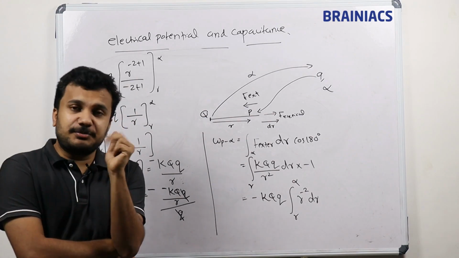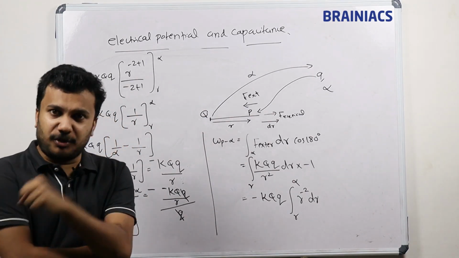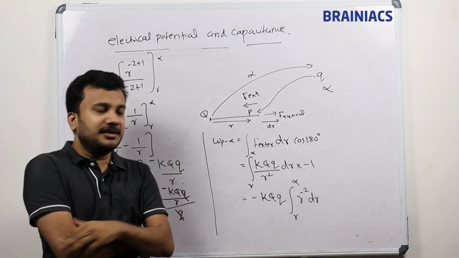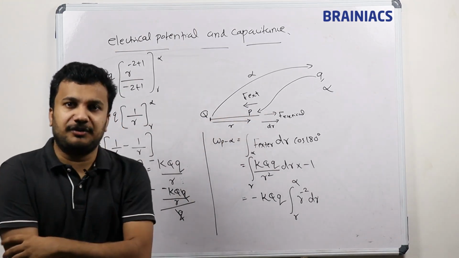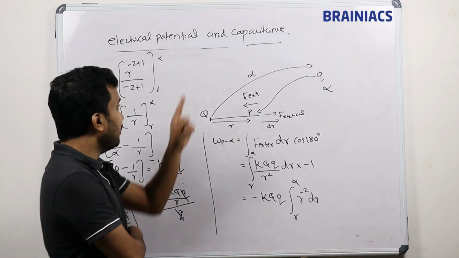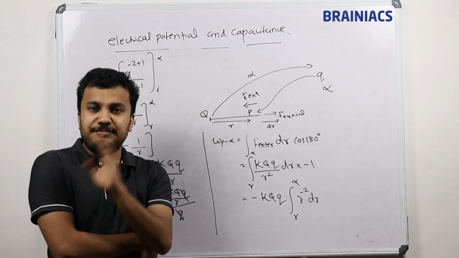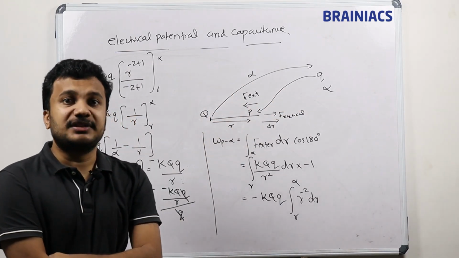Electrical potential difference means between 2 points. Electrical potential is for 1 point. So in order to define electrical potential at the point P, we have a reference point. Where is that reference point? That reference point is at infinity. So electrical potential at infinity is equal to 0.